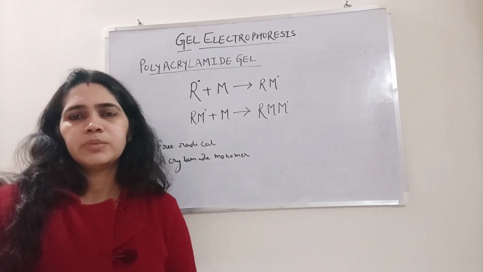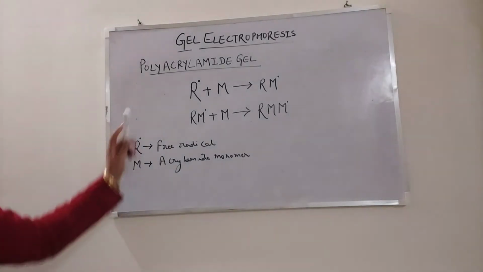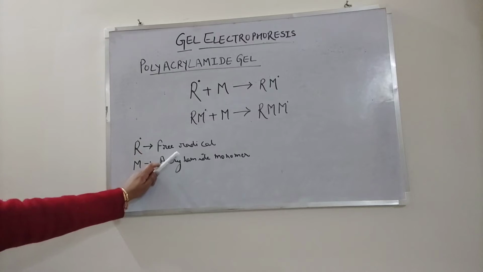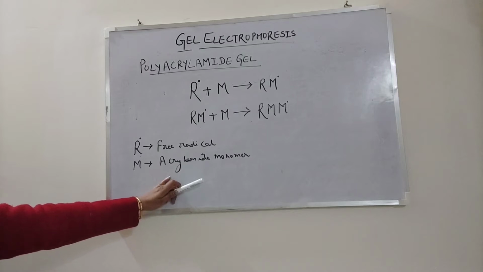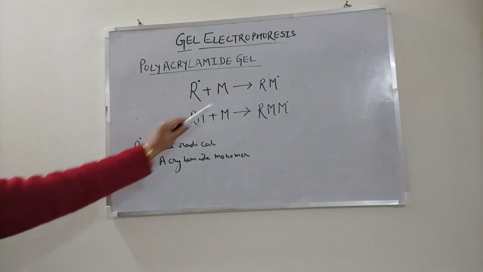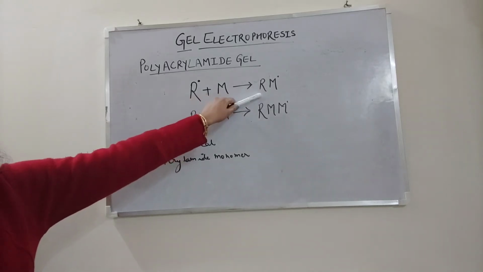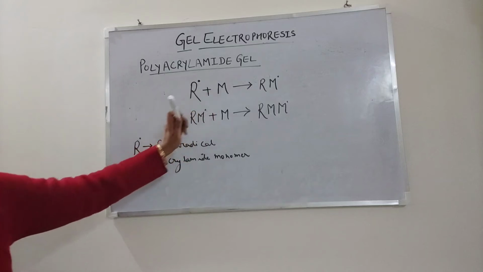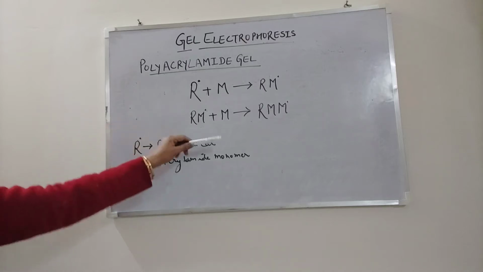Now let us try to understand the process of polymerization of acrylamide gels through these reactions. In this reaction, R is considered as the free radical species and M is considered as the acrylamide monomer. As we all know, free radical species are highly reactive because of the presence of an unpaired electron that needs to be stabilized by transferring its electron or by pairing with the electron present in the outermost shell of the monomer molecule, thus producing a new free radical species RM, which is highly reactive, and this process goes on forming a long chain of acrylamide.